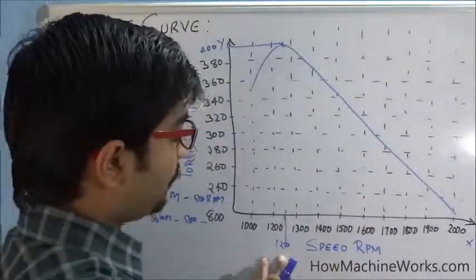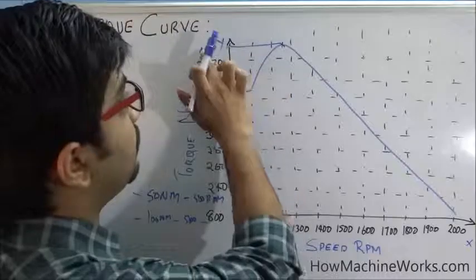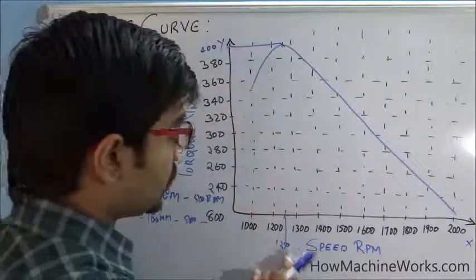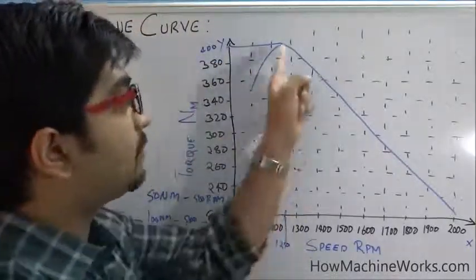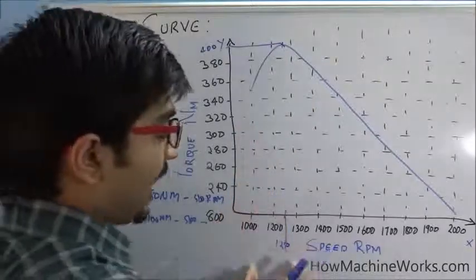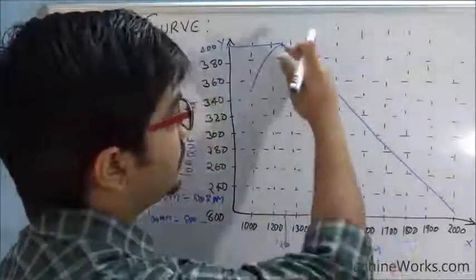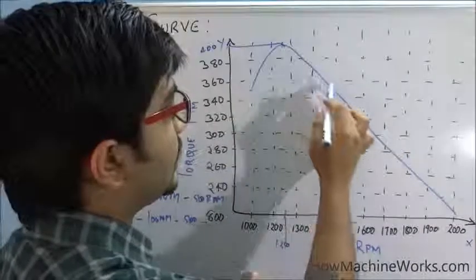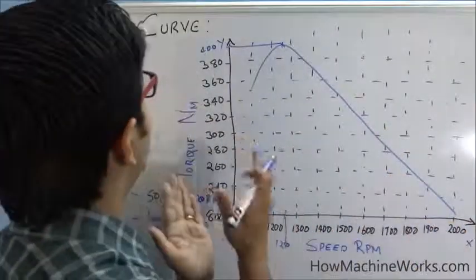So we can see that at an optimum RPM we will get the maximum or the optimum torque. Here it is 1250 RPM, we have 400, that is the maximum torque we are able to achieve. But as the RPM increases, the torque is getting reduced. So that is called the torque curve.